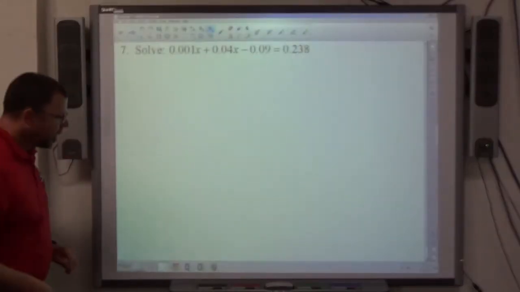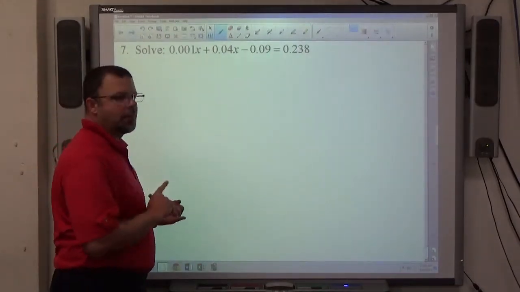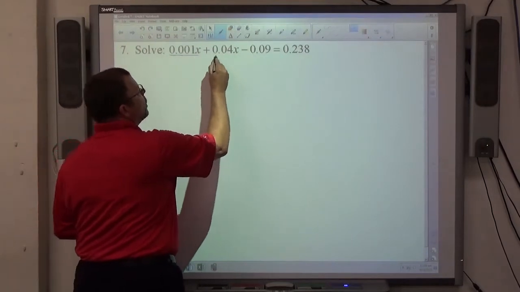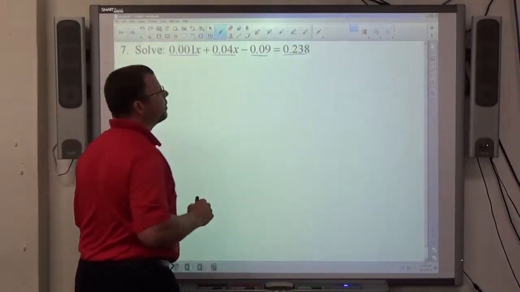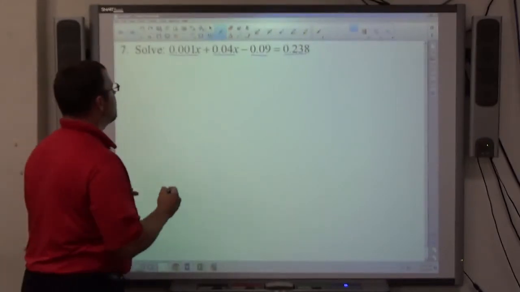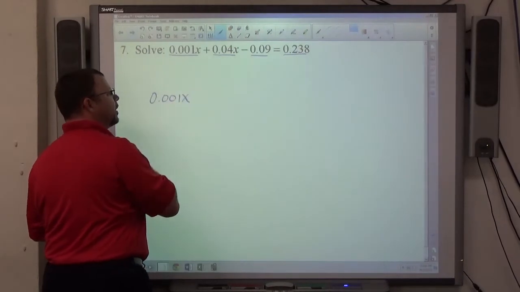Number 7. Got a decimal equation. Main idea for decimal equations is to find out how many decimal places is the most in any term. So I've got 3, 2, 2, and 3. 3 is the most, so I want everything to have 3 decimal places. So first step on my paper would be to rewrite this problem, everything containing 3 decimal places.